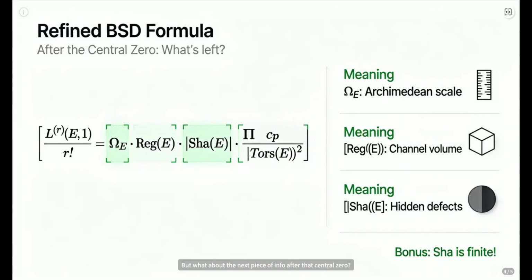Okay, so the ranks match. But what about the next piece of info after that central zero? The first non-zero term in the Taylor expansion? That's where the refined BSD formula comes in. It's like taking the main equality and zooming in on the details.